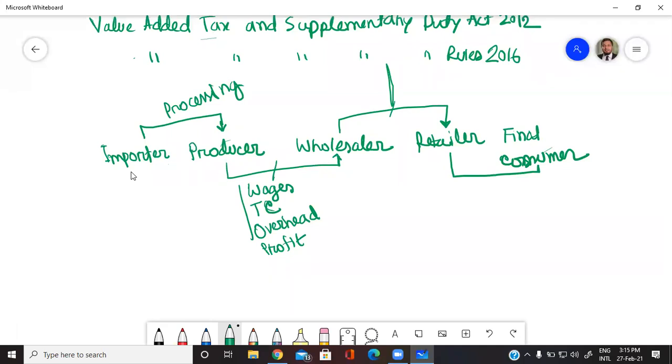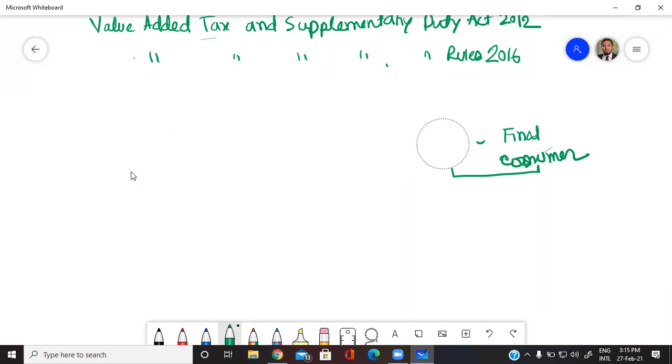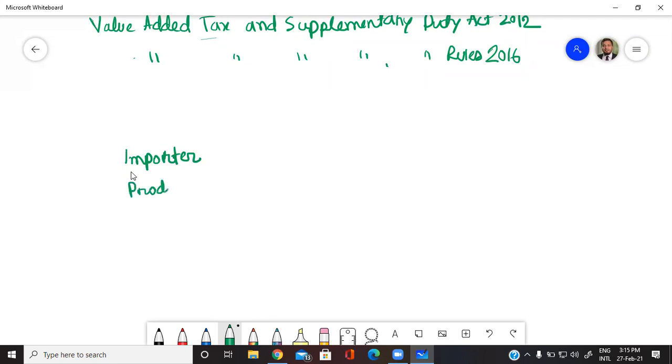So let me give you an example of how VAT is collected and how VAT is paid, who is responsible for paying VAT, and how the goods are transferred from each stage to each stage, which is mostly familiar to all of you. Say the material comes from some imported component, then the producer takes the component and produces the product, then transfers the goods to the wholesaler, then to the retailer, then to the final consumer.